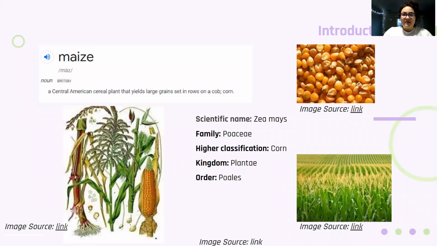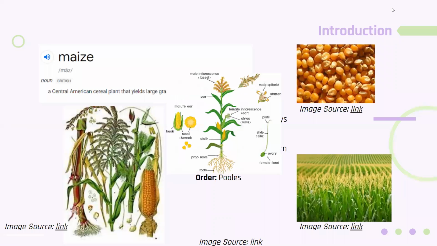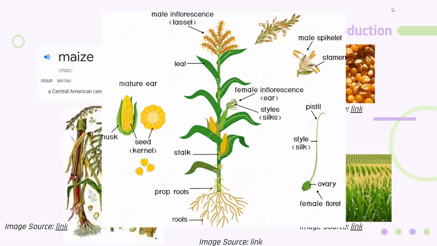To start off, this is an introduction to maize. As you can see, it is a Central American cereal plant that yields large grains set in rows on a cob, corn. In the middle, you can see more of the classification of this crop. And then in the pictures, you can see what it looks like as a plant on the cob, some kernels, and what it would look like in a field. This next image kind of shows you more of the different parts of this plant.